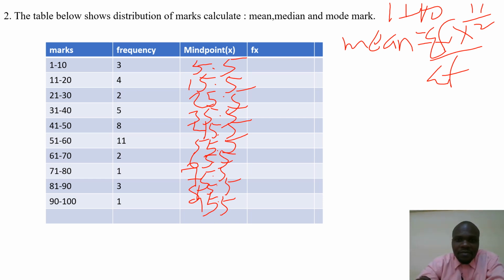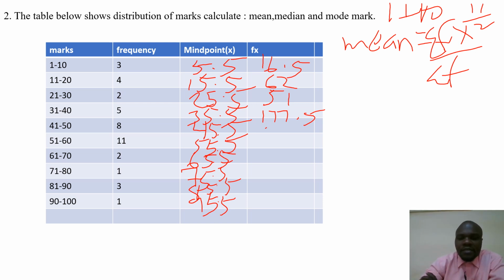The next thing is for us to get the fx. We multiply the frequency and the midpoint. So 3 multiplied by 5.5 gives us 16.5, and then 4 multiplied by 15.5 gives us 62, then 2 multiplied by 25.5 gives us 51, then 5 multiplied by 35.5 gives us 177.5, and then 8 multiplied by 45.5 gives us 364.